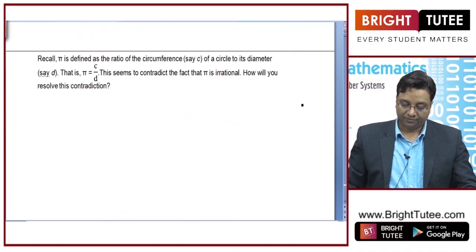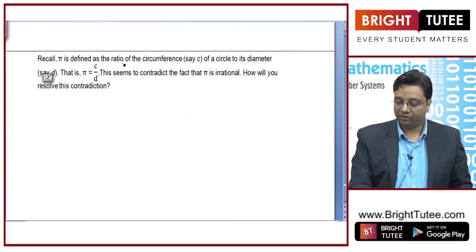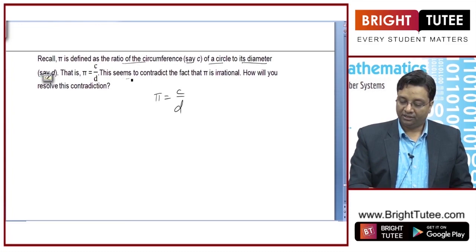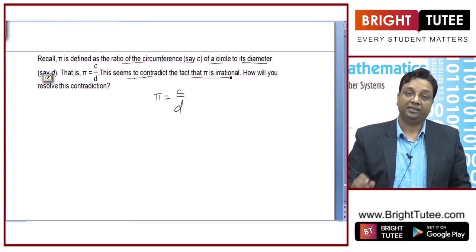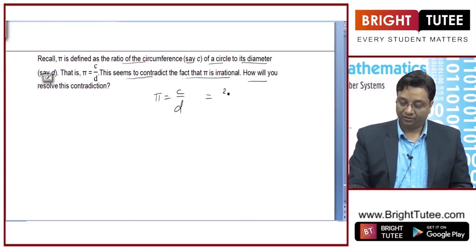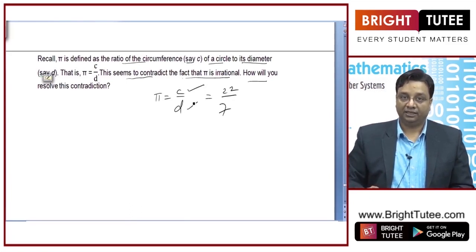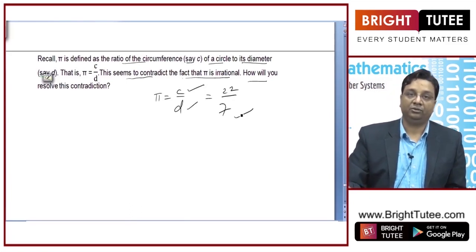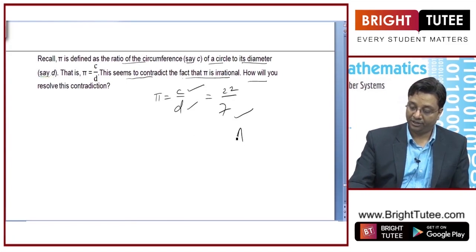Look at this question. Pi is defined as the ratio of the circumference of a circle to its diameter, that is pi is equal to c by d. But this seems to contradict the fact that pi is irrational. How will you resolve this contradiction? We know that the approximate value we take of pi is 22 by 7. When we divide circumference by diameter, we take an approximate value. Now the key word is approximate.